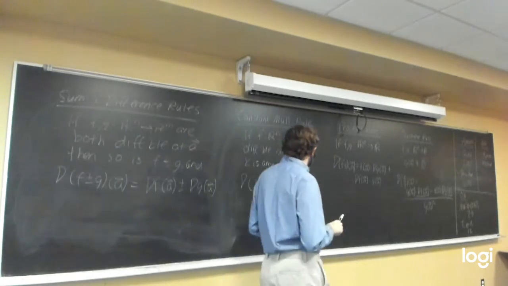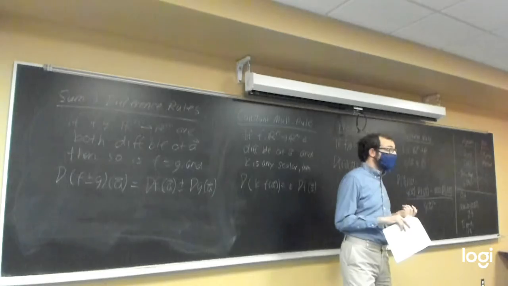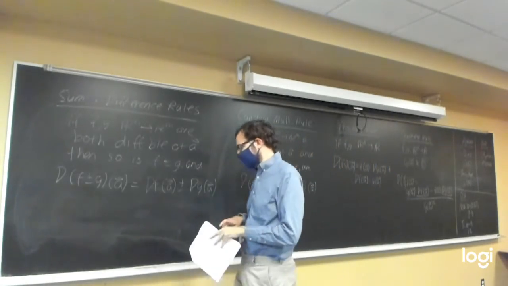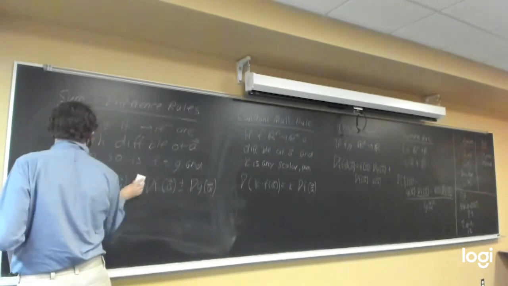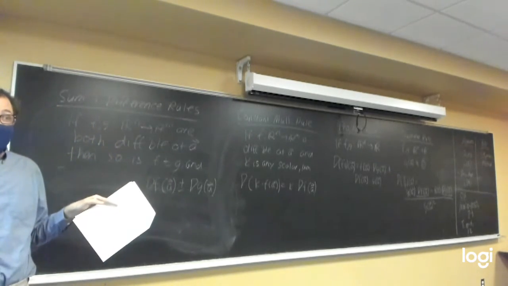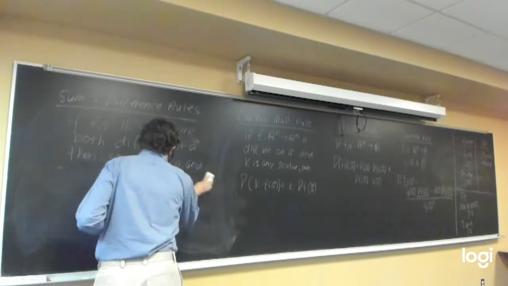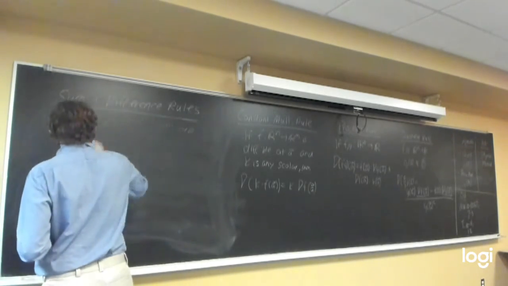So what I'd like to do is to look at an example of how we can use the multivariable product rule to help us find some derivatives. Any questions I should ask before I start erasing things and we go on to the next page? So let's look at an example.